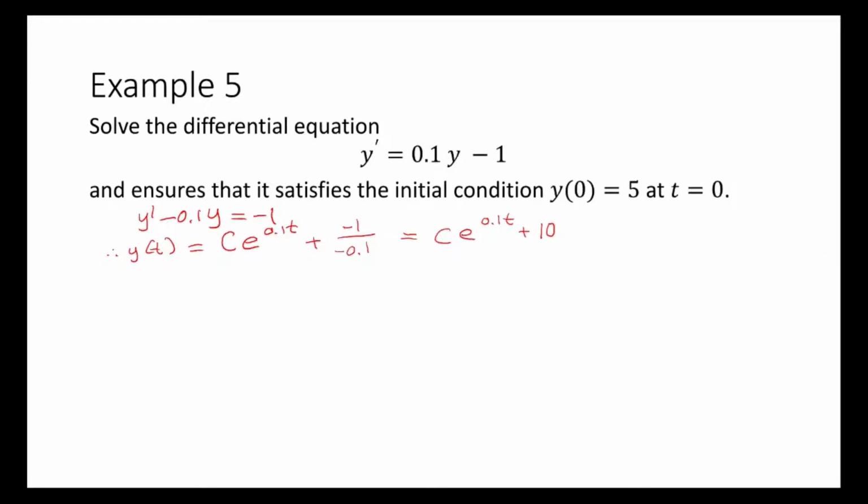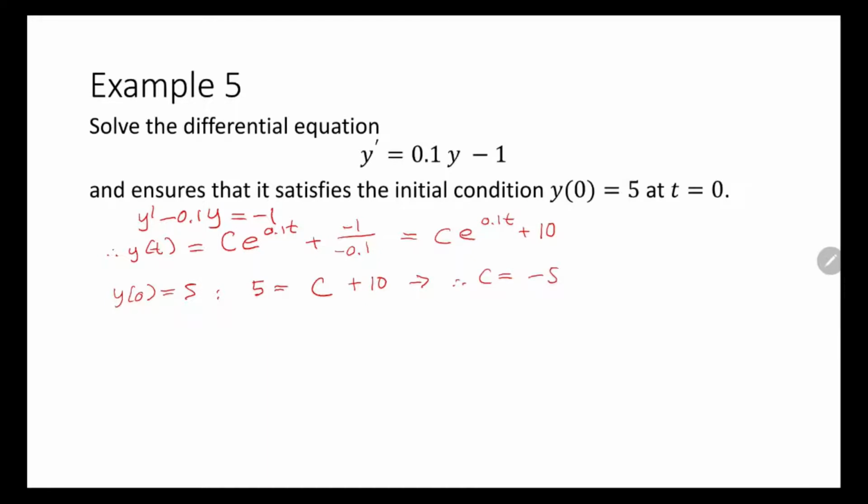And how to get the c? You just have to substitute. So here you have y(0) is equal to 5. What does it mean? Just substitute t equal to 0, and y is equal to 5. So 5 equal to c times e to the power of 0. E to the power of 0 is, of course, 1. So just c plus 10. And of course, here you have c is equal to minus 5.